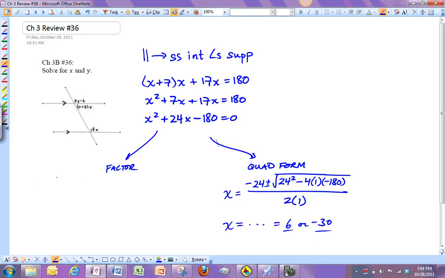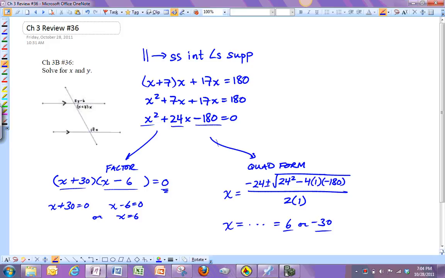If you do the factoring route, well, you know that this has to turn into two sets of parentheses. It's going to equal 0. And x and x work, because we need it to multiply to x squared. Then I need two numbers that multiply to negative 80 and add to 24. And so if you work it out, you end up with 30 and negative 6. And so then I've got two things multiplied together equals 0. So that means either the x plus 30 is 0, or the x minus 6 is 0. And so we get x equals 6, or x equals negative 30. Okay, so in both cases here we get a 6 or a negative 30.